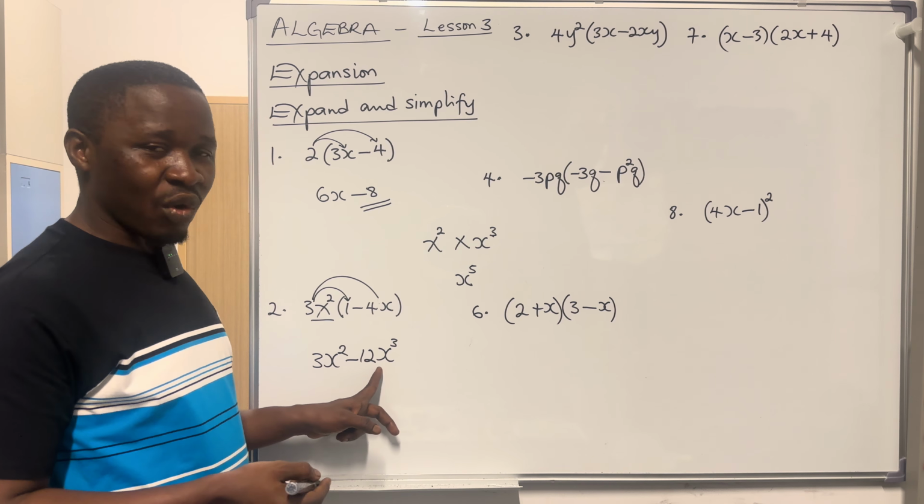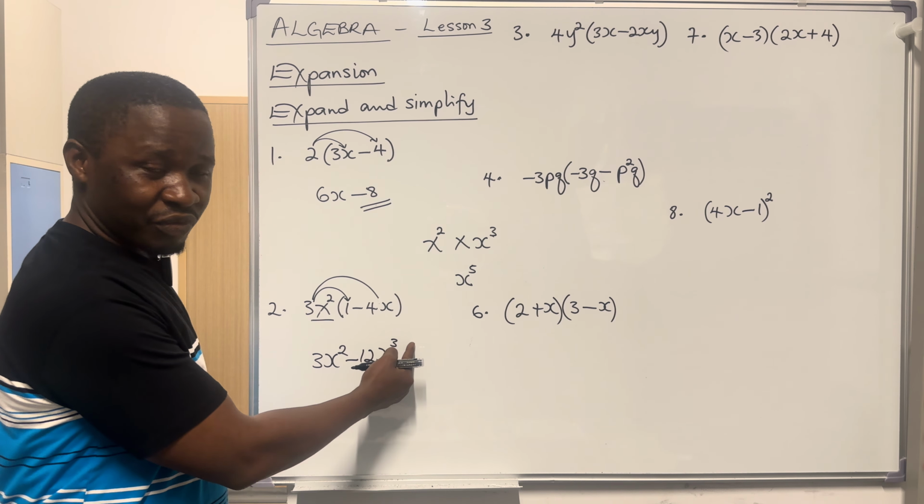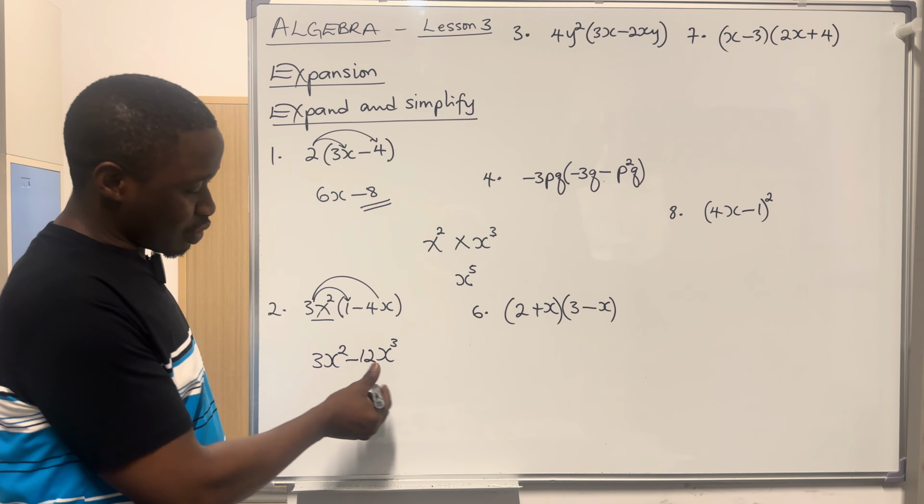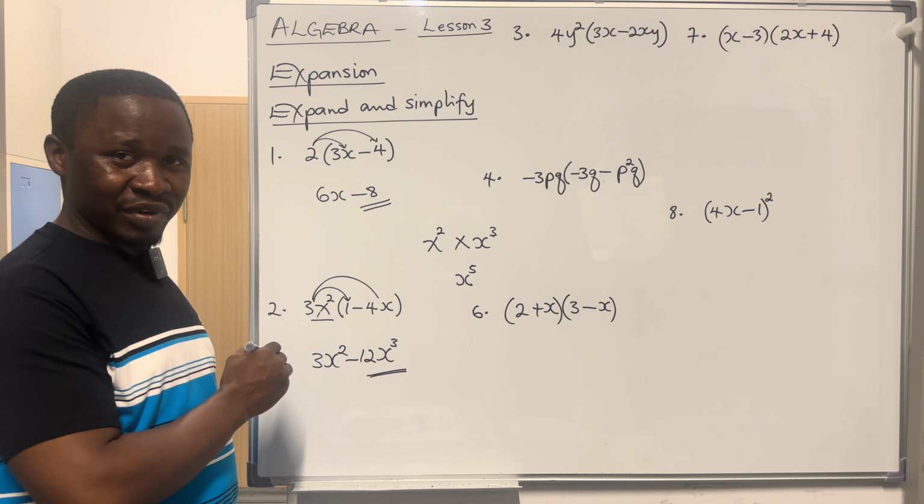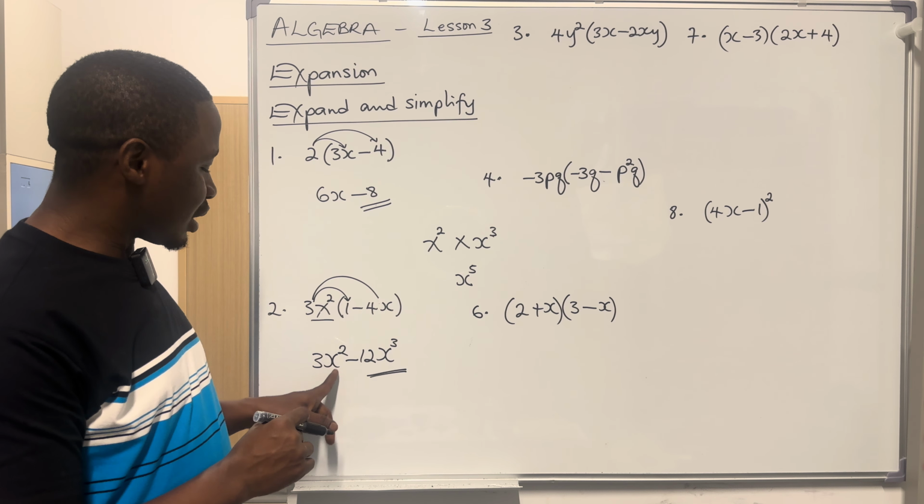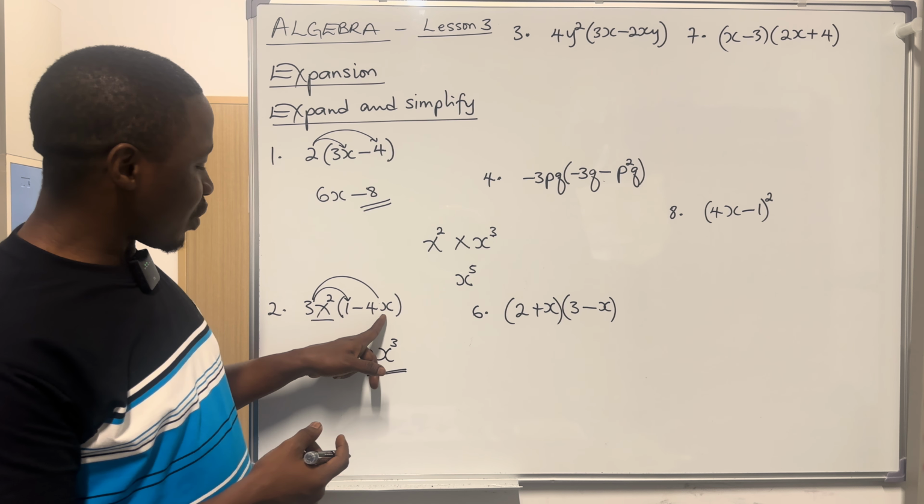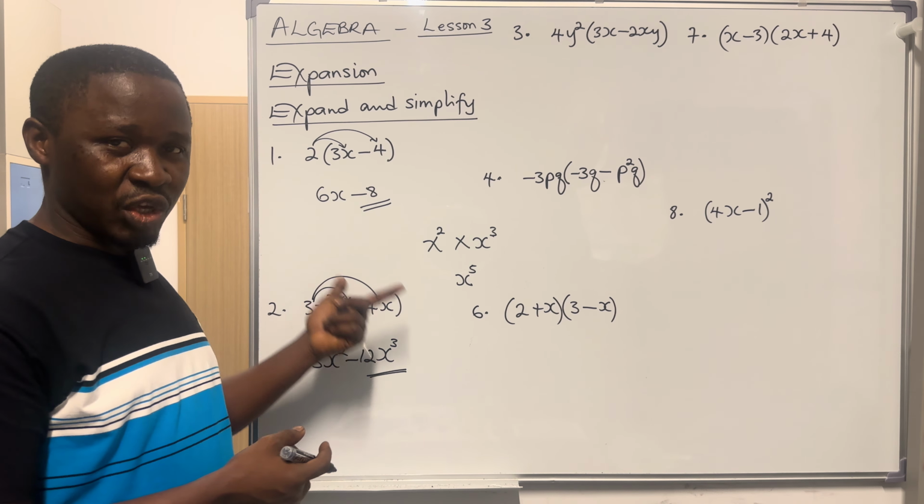So these are unlike terms. We cannot subtract them because x with a power of 3 and x with a power of 2 are different. So this is the result we have. In a simple case, 3x squared times 1 is 3x squared, and 3x squared times minus 4x is minus 12x cubed.